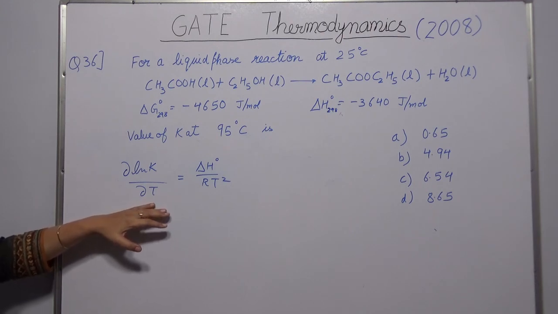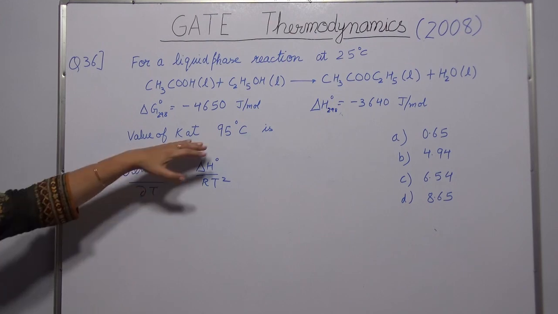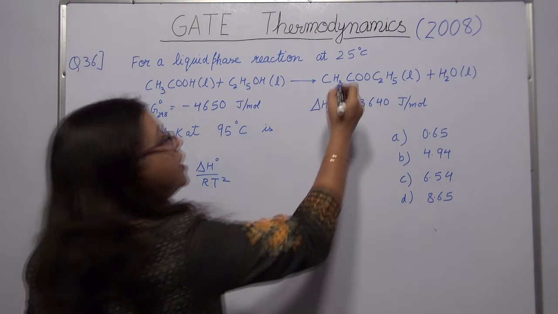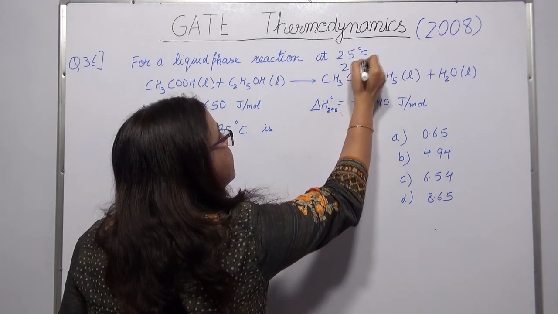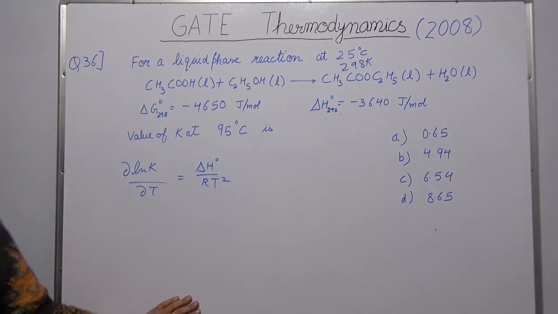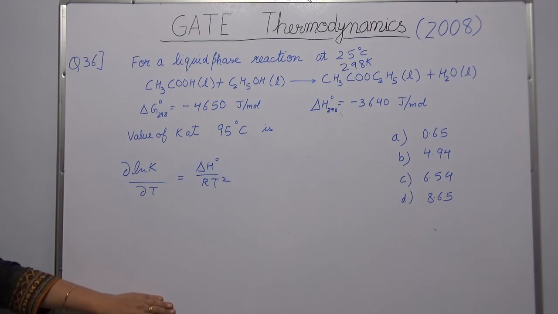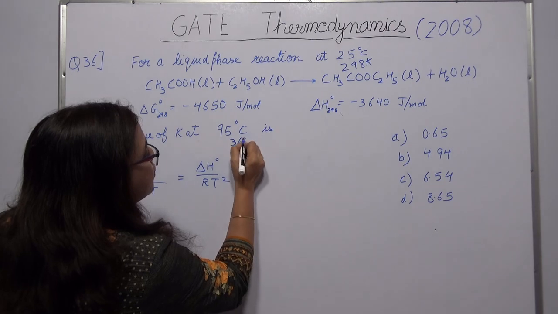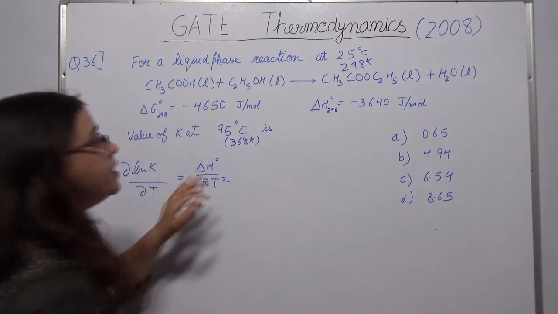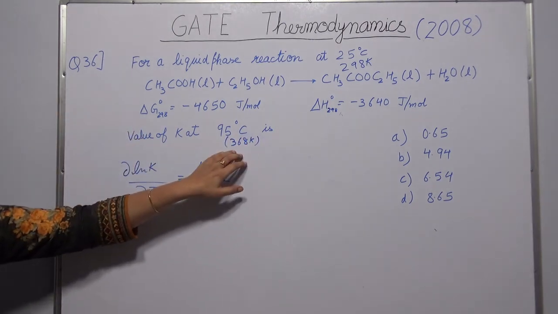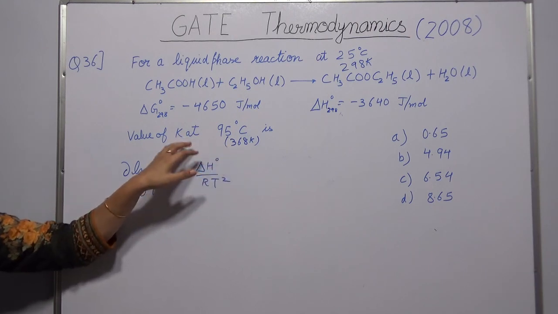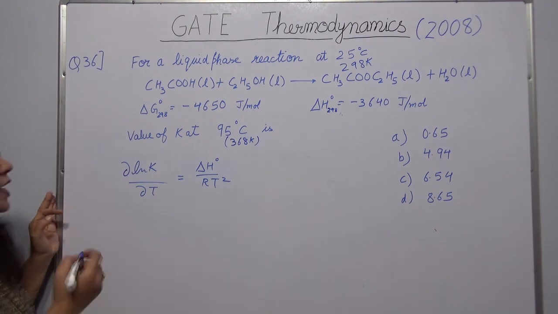But before that, always remember to convert your temperatures into Kelvin. So your 25 degree centigrade is 298 Kelvin and your 95 degree centigrade will be equal to 368 Kelvin. Okay, so always remember to convert your temperatures into Kelvin, otherwise that is the only mistake you can make in this question. Okay, now integrate it.